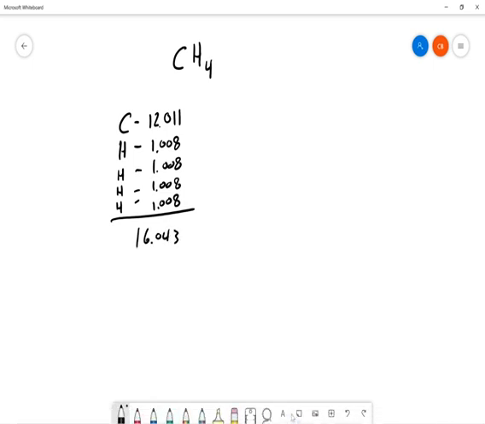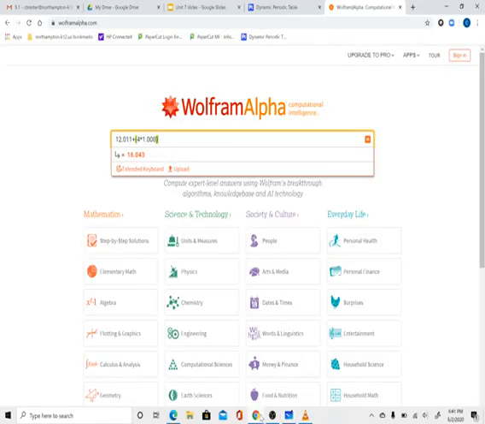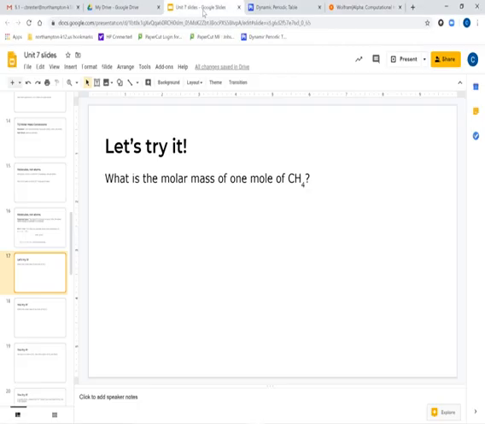Now, if we are talking molecular mass, that's AMU. If we're talking molar mass and we have 1 mole of this, then it's grams per mole. And it's the same process for any other molecule.